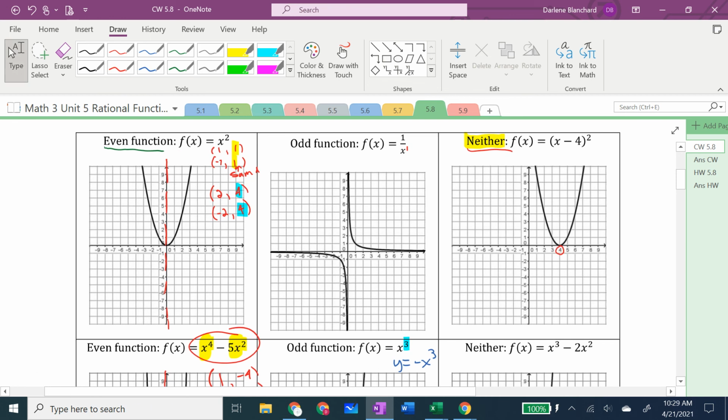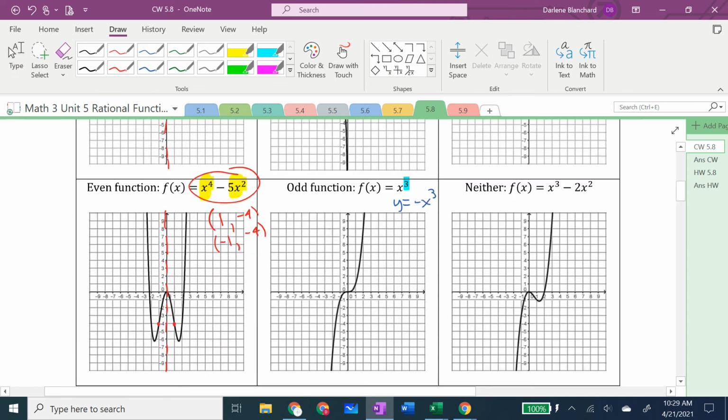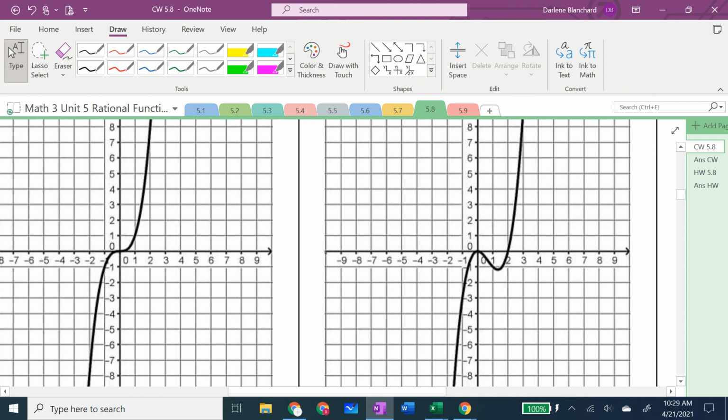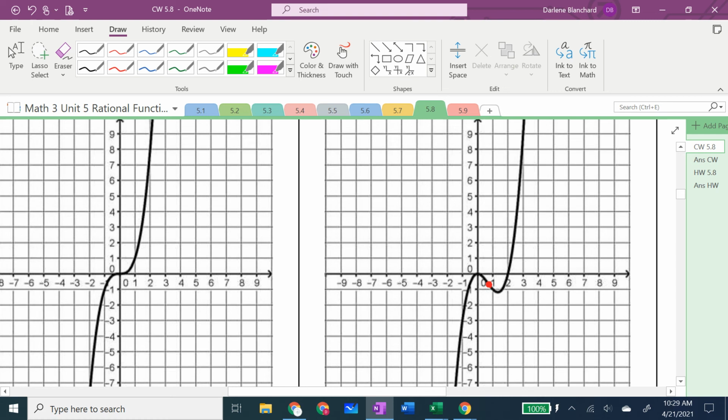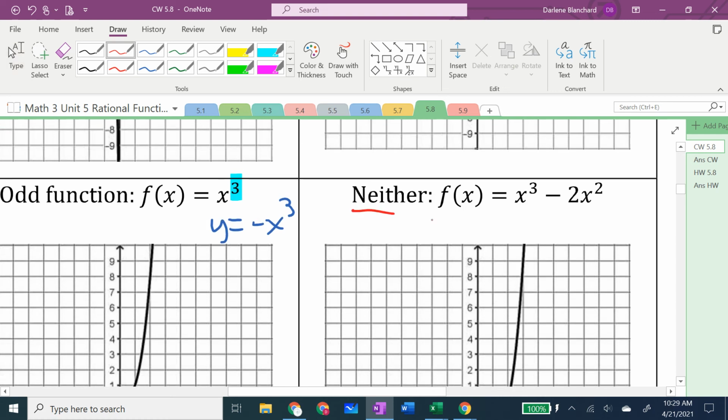Things are either a reflection over the y-axis or a reflection about the origin, or it is neither. Here again, we see that this looks like it's got symmetry about this center point, but that center point isn't the origin. So it doesn't get to fall under the class of even or odd.